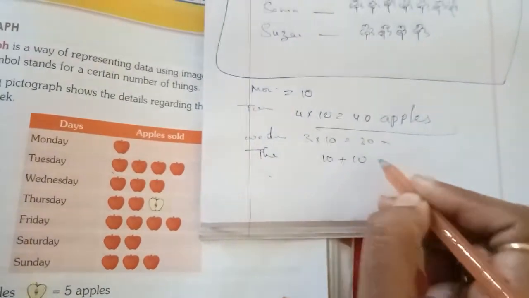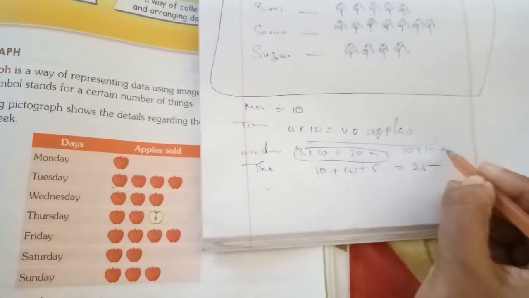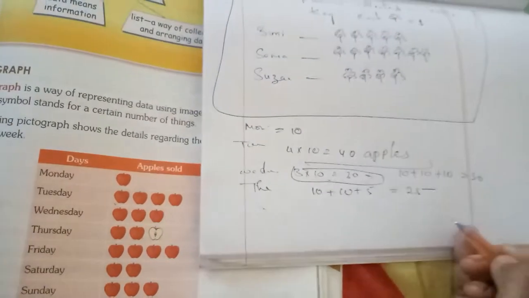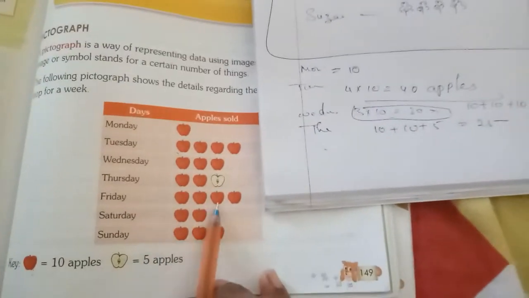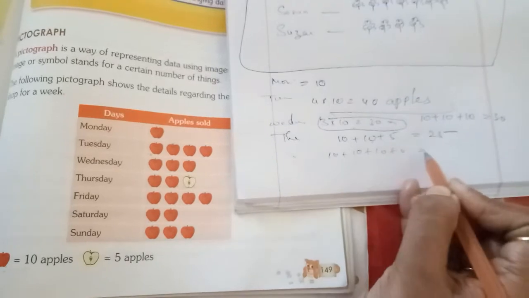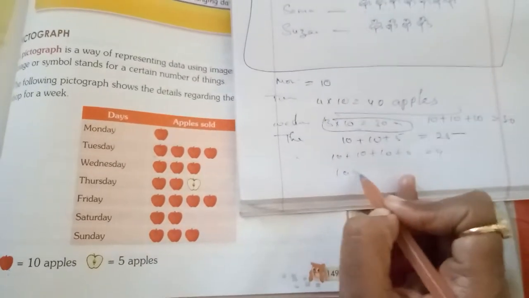Thursday, 2 full apples and 1 half apple. 2 full apples means 10 plus 10. 1 half apple means 5, means 25. You can write this 3 into 10, or else 10 plus 10 plus 10, also you can write 30. On Friday, again 40. 10 plus 10 plus 10 plus 10, 40. Saturday, 10 plus 10, 20. Sunday, 10 plus 10 plus 10, 30. Like this we can write.